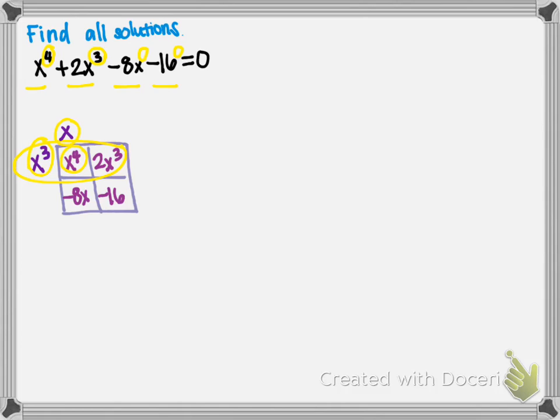I'm going to say x cubed times what goes here will give me 2x cubed. And that's plus 2. So there's your first factor, and I write it off to the side because I'm going to be using it later. Then I figure out the last term, which is x times what gives me negative 8x, which is negative 8. And then I check, is 2 times negative 8 really negative 16? And it is. So I write my second factor over here.